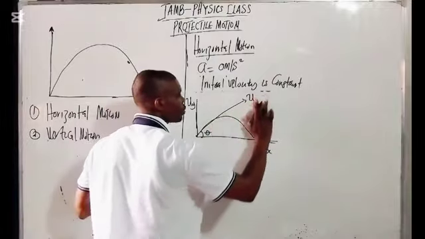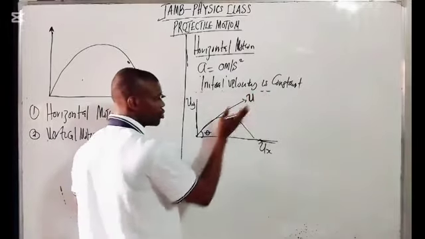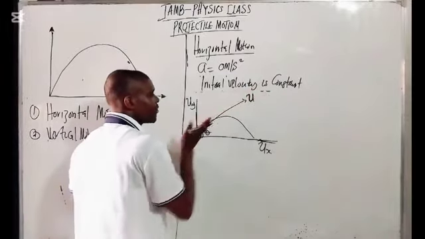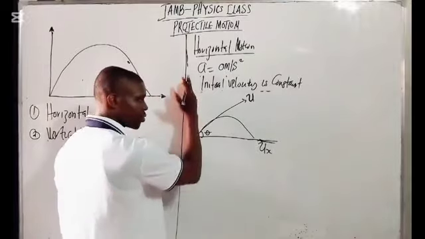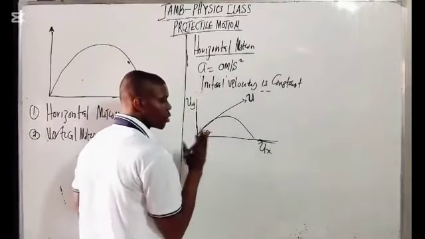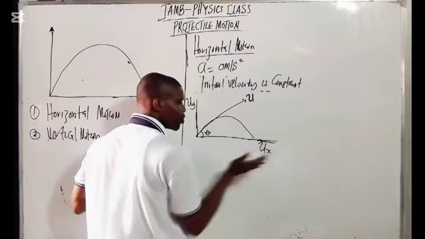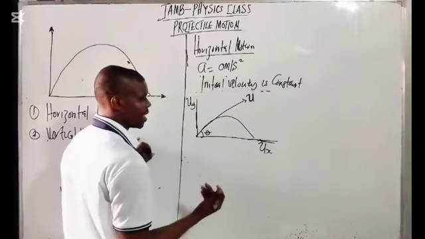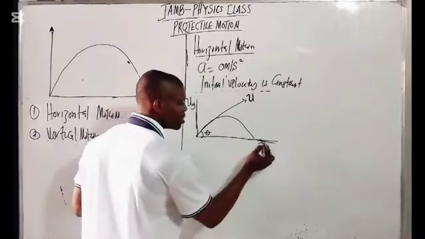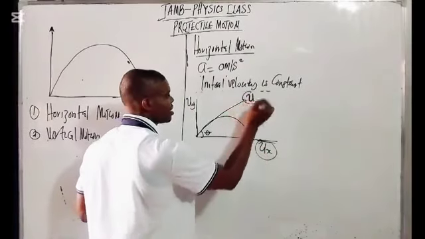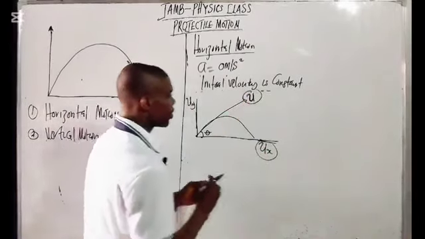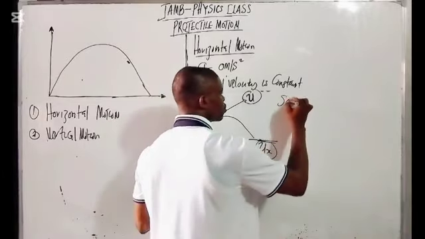Sorry, here we have just u, not ux, just u, the initial velocity. The initial velocity can be resolved into the horizontal component and the vertical component. Here we are going to focus on the horizontal component. In the horizontal component, how do you resolve it? Here we have the initial velocity at the horizontal component, and here we have the initial velocity. So this way I want to use SOHCAHTOA.